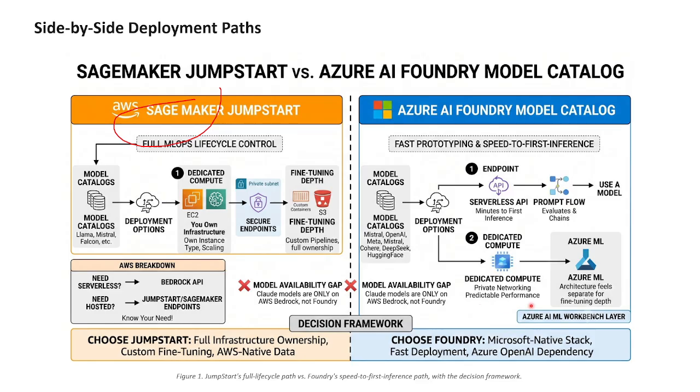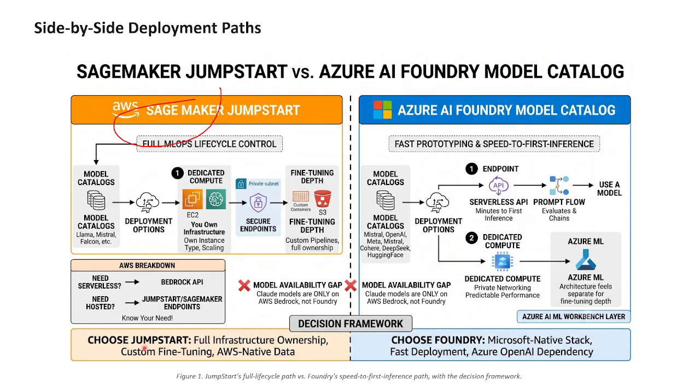Then you have prompt flow, evaluation, and then use the model in Azure ML. So if you want more control, the Azure ML architecture feels separate for the fine tuning part. Azure AI ML, okay. So which one should you choose, Foundry?